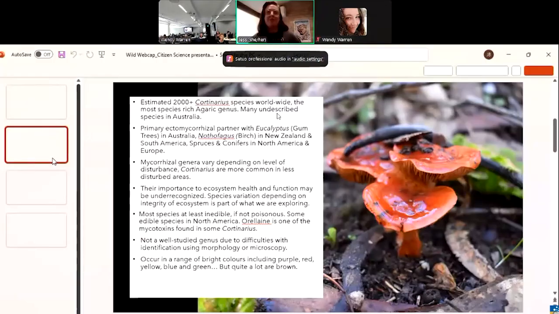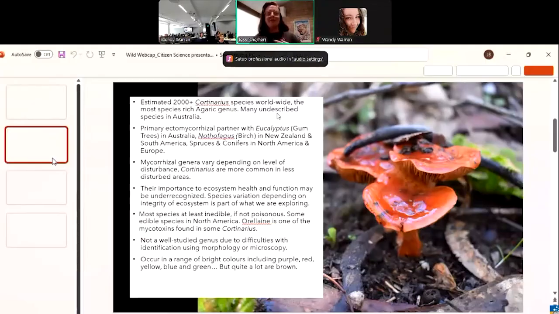These relationships are formed with dominant tree species, with Cortinarius in particular. In Australia, they have these relationships with eucalyptus trees, and in other parts of the world, they also form relationships with their dominant tree species. So you can imagine the immense diversity of eucalyptus trees that we have across Australia, and Cortinarius are kind of like their partner in crime. They're like the eucalyptus of the fungi world, basically. They have that level of diversity and spread.